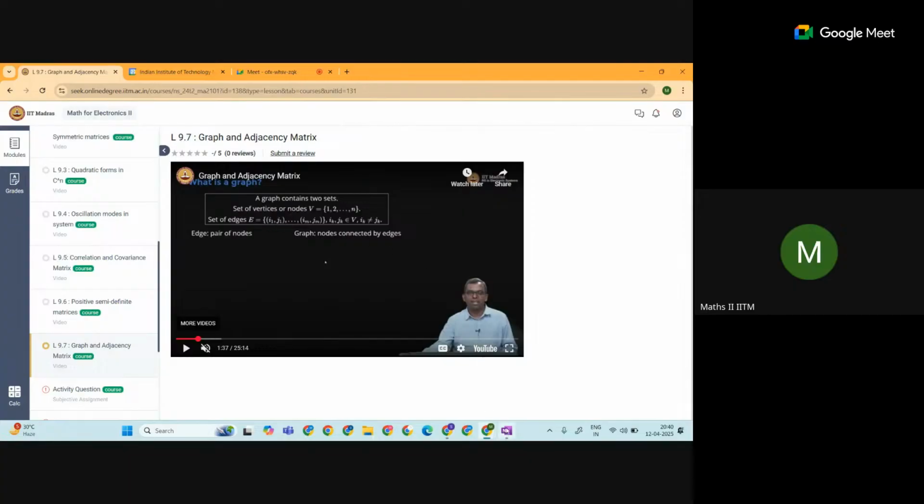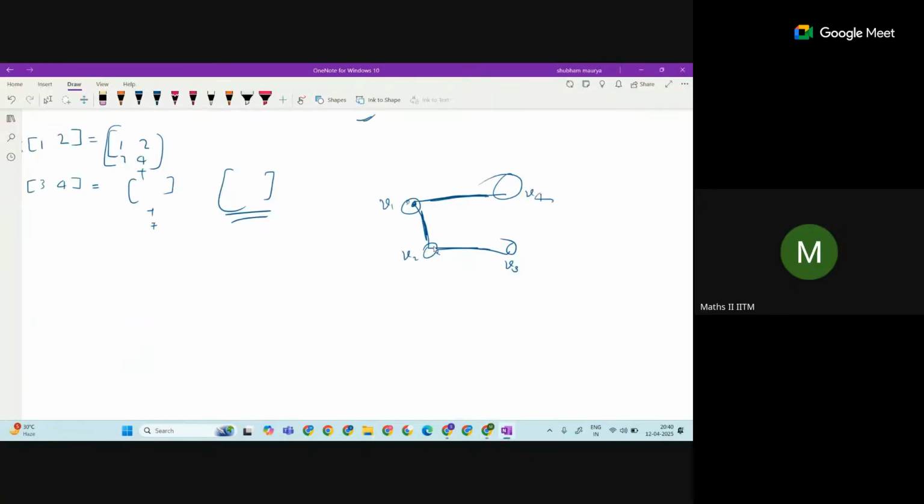So how will we write the edges here? There is a problem with V1, V2, V3, so you can remove that and say this is 1, 2, 3, 4. So edges are 1, 4, 1, 2, 2, 3. There are 3 edges. So the graph is represented like this.